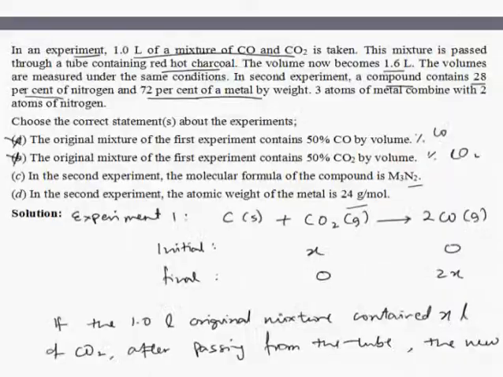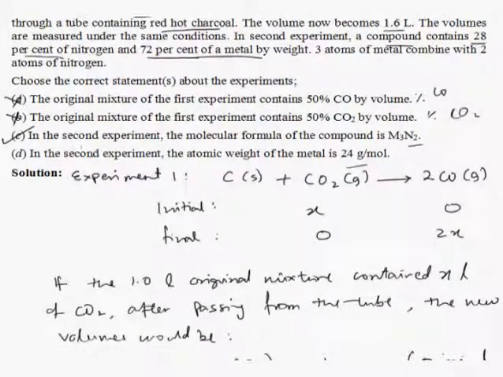Therefore, the correct option you can see is going to be option C, which is the molecular formula for the compound, which we calculated as M3N2, and the atomic weight of the metal being 24 grams per mole.